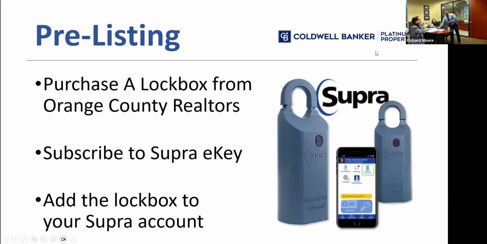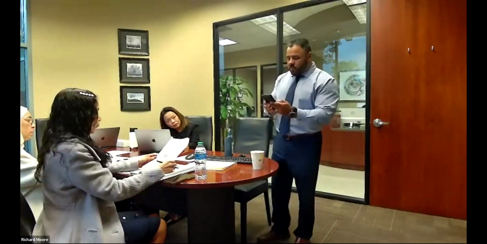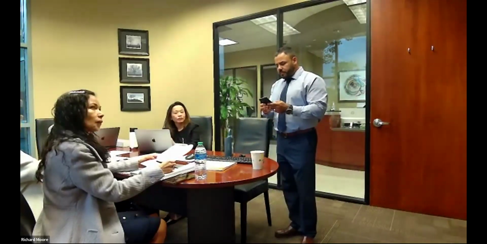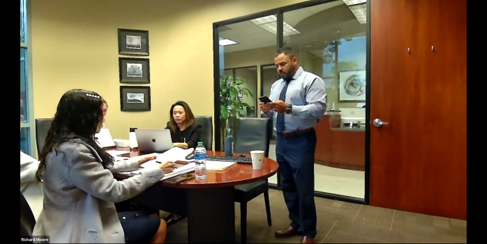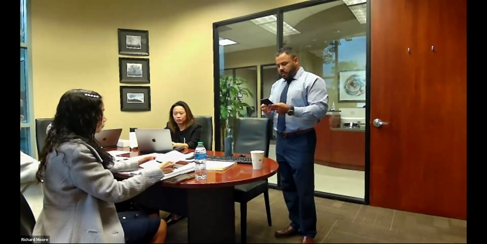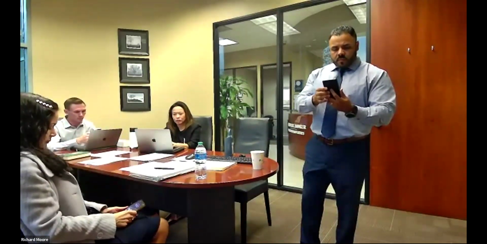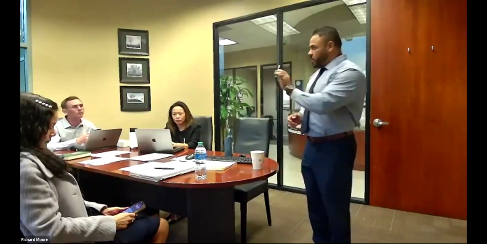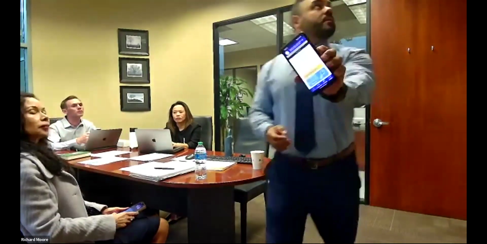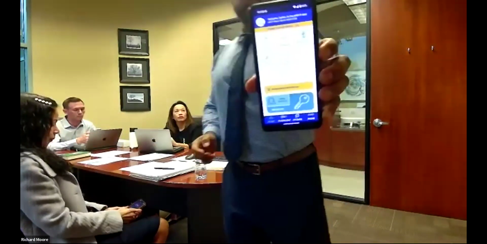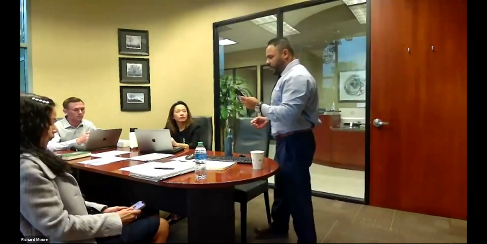I'm going to stop the share so you guys can see me at home. The first thing you have to do is turn on the Bluetooth on your cell phone. So my Bluetooth is now turned on. And I'm going to my app, which is the Supra eKey app. This is what it looks like when you launch it. You guys see at home, that's what it looks like. And there's a button here that says obtain key.